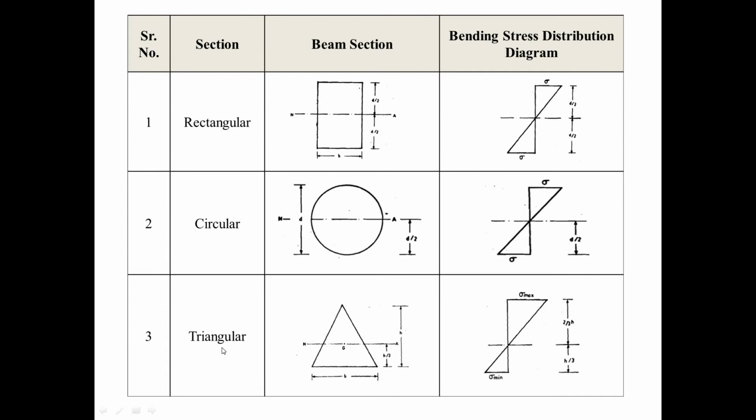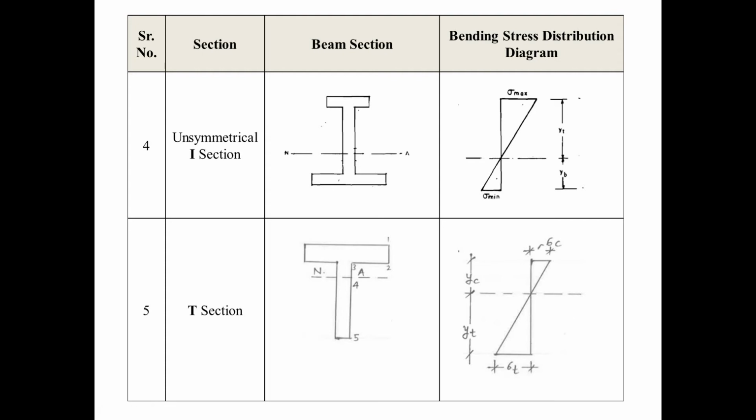For the triangular section, the neutral axis will pass through here at a distance of h by 3 from the base. The stress may be sigma max over here, or sigma min over here. So for the triangular case, there is a variation. The distances shown here are 2h by 3 and h by 3.